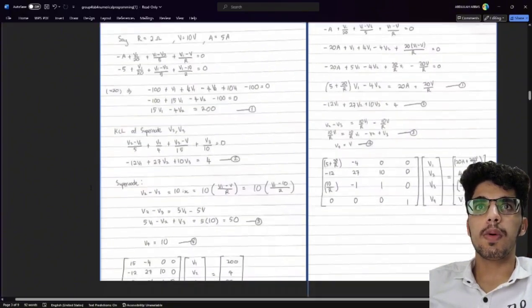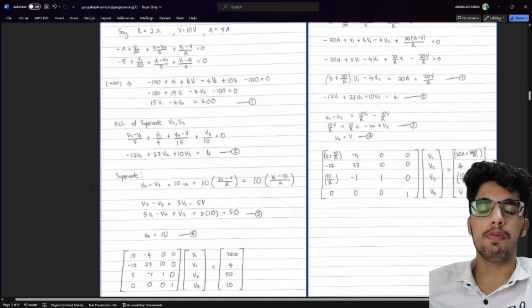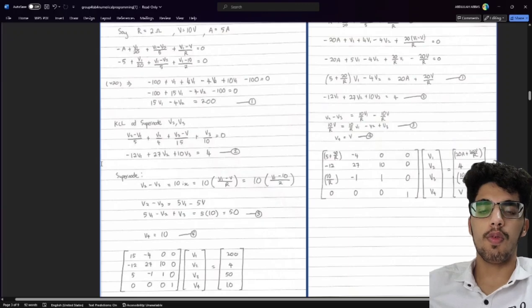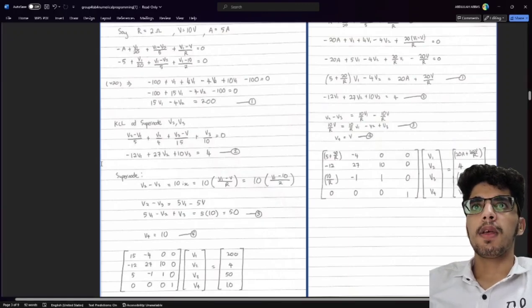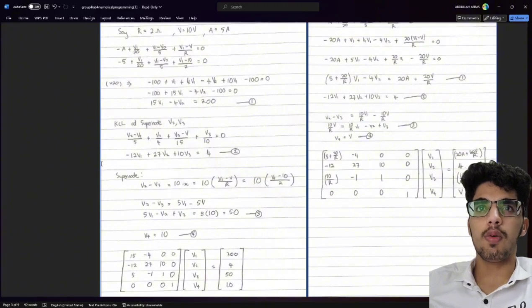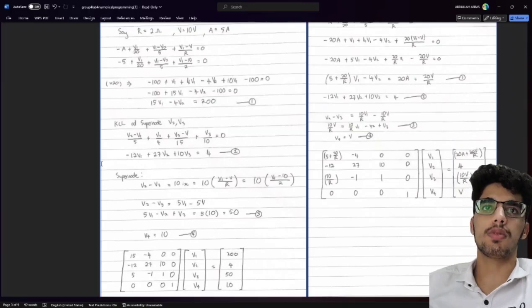KCL and super node, V2 to V3. V2 minus V1 over 5 plus V2 over 4 plus V3 minus V over 15 plus V3 over 10 equals 0. Equation number 2 is minus 12 V1 plus 27 V2 plus 10 V3 equals 4.